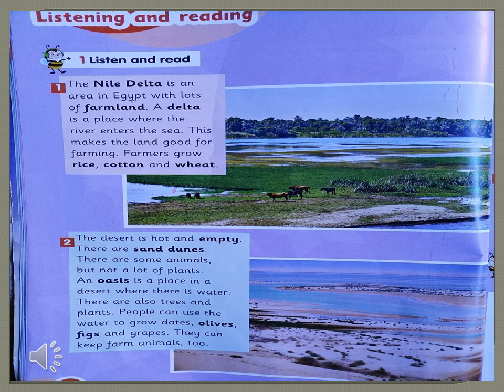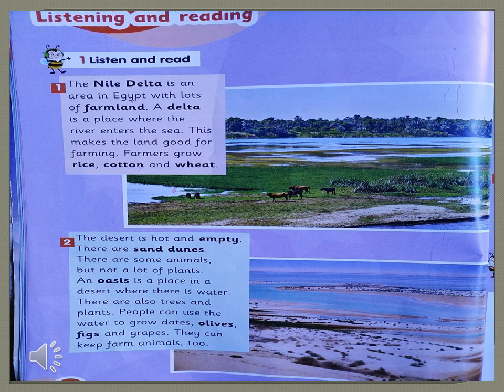Turn over the page. We are on page 8. Exercise 1. Listen and read. Here we'll read about specific places in Egypt. Look at number 1. Here we have the Nile Delta. The Nile Delta is an area in Egypt with lots of farmland. A delta is a place where the river enters the sea. This makes the land good for farming. Farmers grow rice, cotton, and wheat.